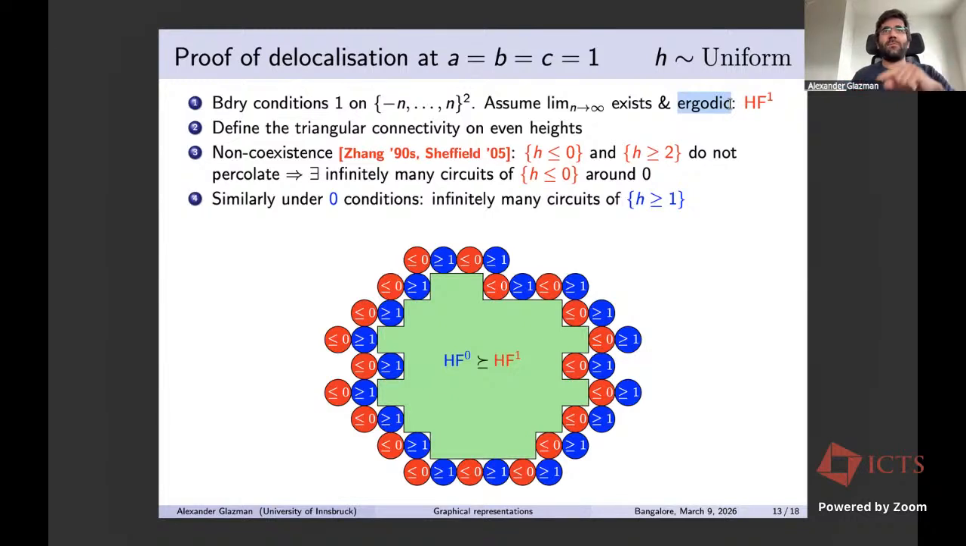To get from this ergodicity to the whole height function, you also need to prove that the clusters of non-zeros will not be infinite. And this is again a result of non-coexistence, because the zero heights are most preferred. So you cannot have infinite clusters of ones if you have infinite clusters of zeros.